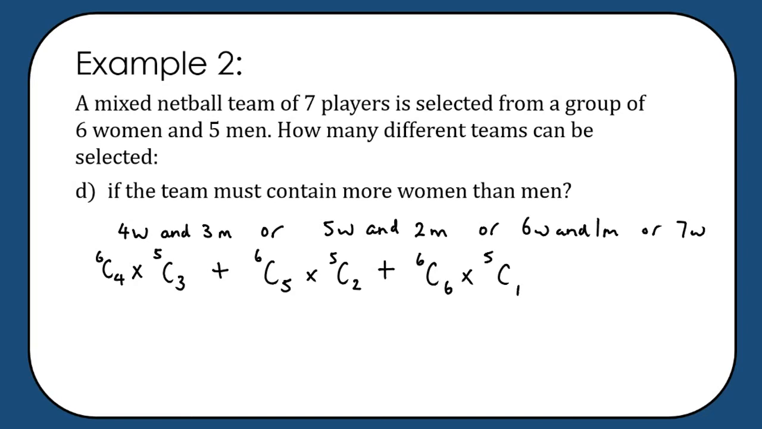a team of 7 women, we actually don't have 7 women to choose from. So we've only got 3 different options that we're looking at here: 4 women and 3 men, 5 women and 2 men, 6 women and 1 man. Alright, so let's calculate these.